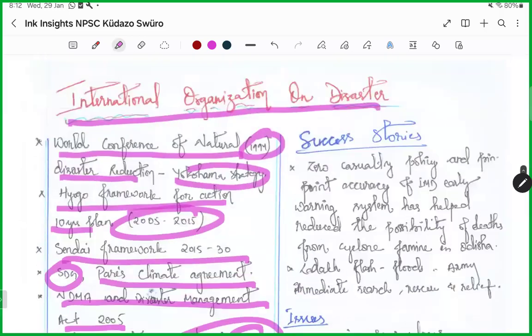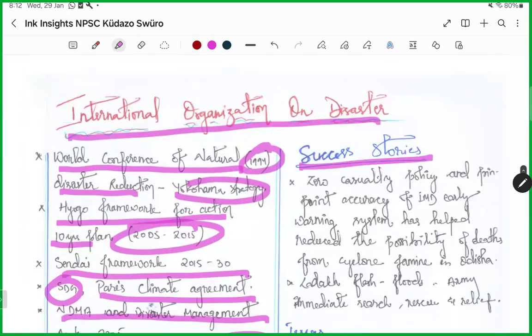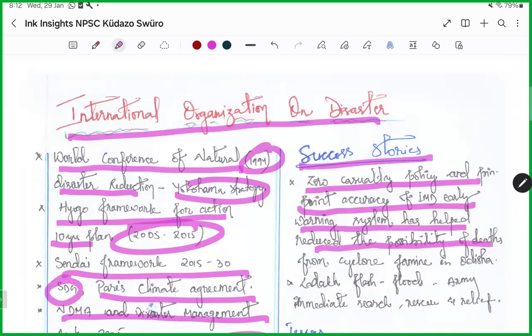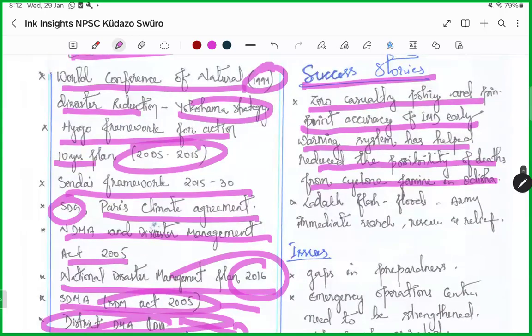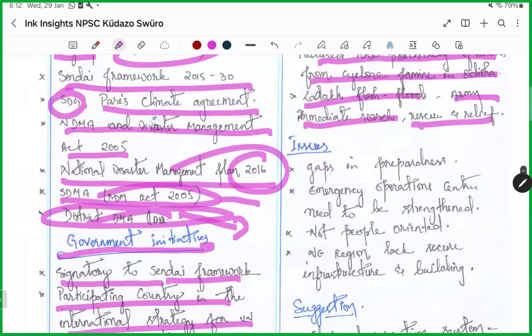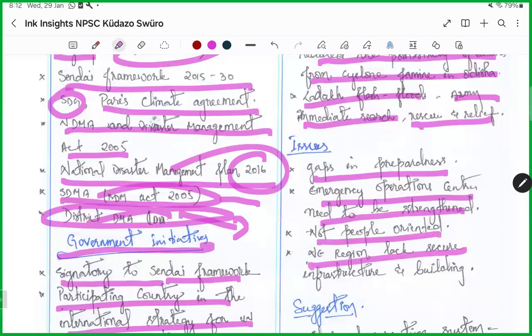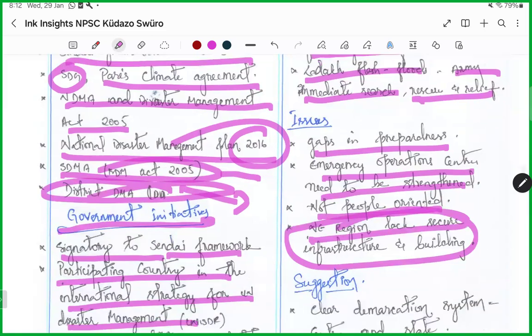Now, then the success stories are here, as you can see, the zero casualties policy and pinpoint accuracy of the IMD early warning system has helped reduce the possibility of deaths from cyclones in Odisha. Then Ladakh floods, army immediately did search, rescue, and relief. Zero affected. Then issues, gaps in preparedness. Emergency operations center needs to be strengthened, not people oriented. Any region lacks secure infrastructure and buildings, including Kohima.